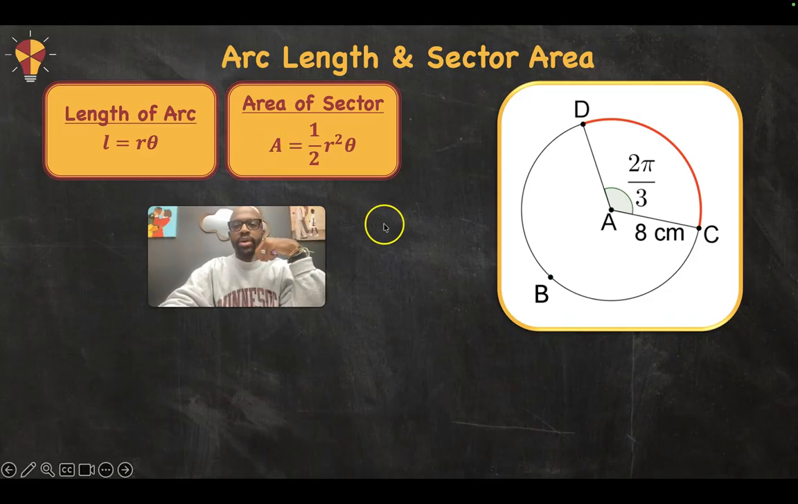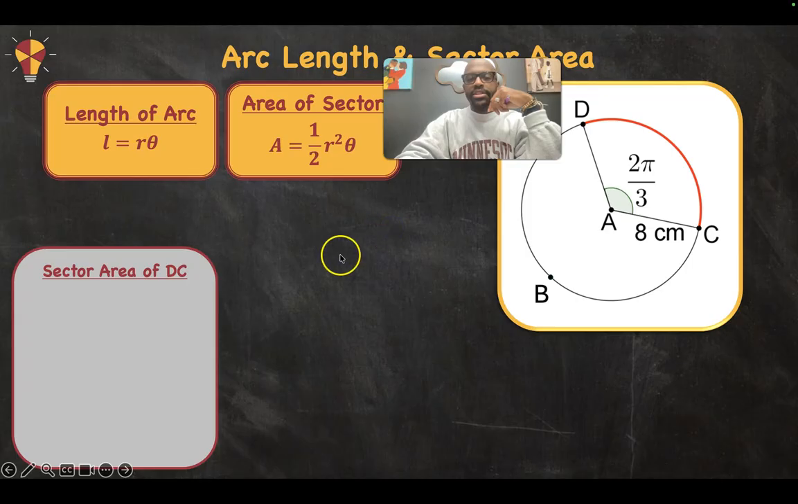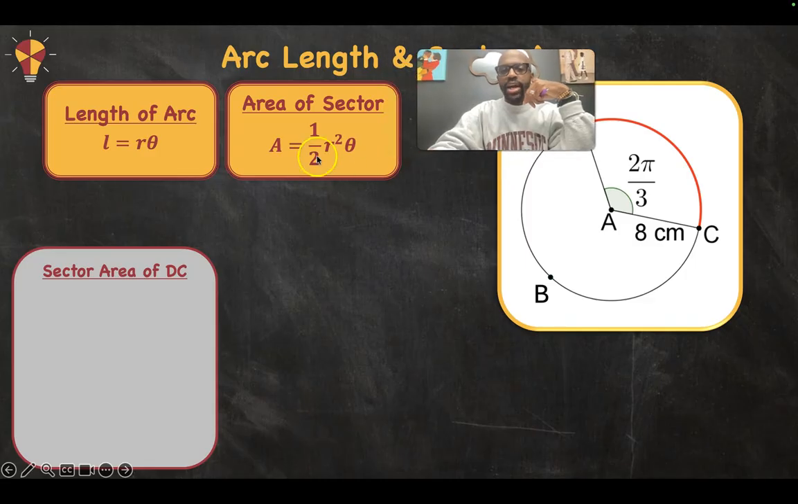All right. So let's go ahead and look at our first example. Our first example, we're going to find the sector area of DC. So DC is this red arc right here. So for the sector area, it's 1/2 times r squared times theta. Theta here is 2 pi over 3. 1/2, of course, and then r squared, our radius is 8, because this is given.